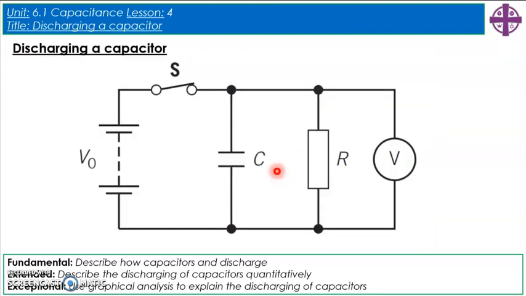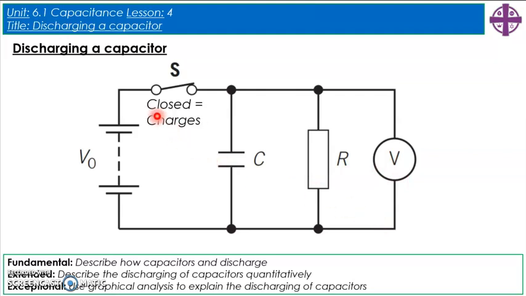So here I've got a circuit. It might look a bit complicated, but let's walk through it. Here I've got a power supply with a voltage of V0. Not zero, doesn't mean it's actually 0 volts, we're just calling it V0. This is a switch. This is a capacitor, this is a resistor, and this is a voltmeter.